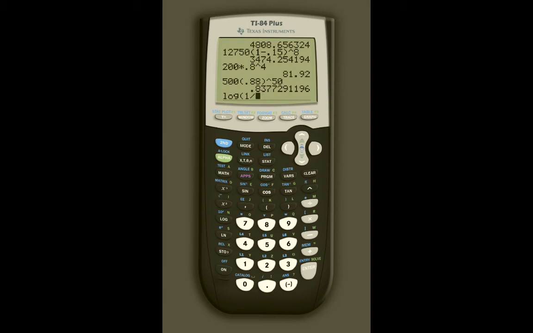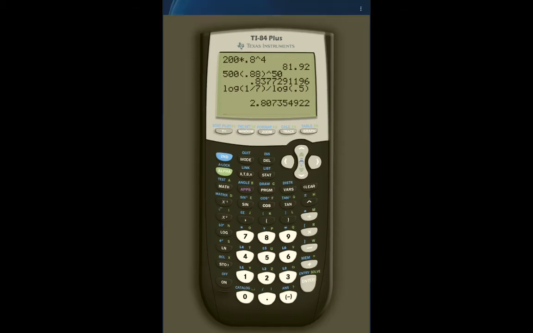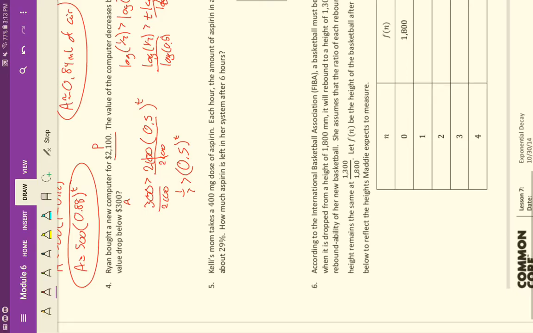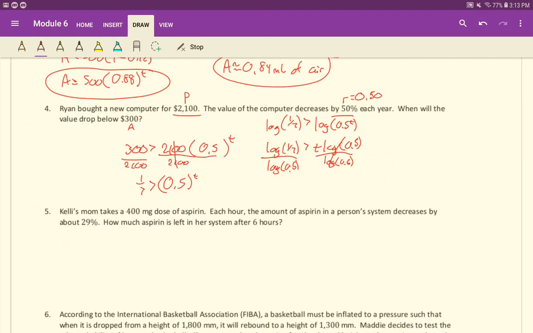Oops, missed the 7. Divided by log of 0.5. Again, make sure you close parentheses around that 1/7. And we get about 2.81. So 2.81 is greater than T. In other words, T is less than 2.81.